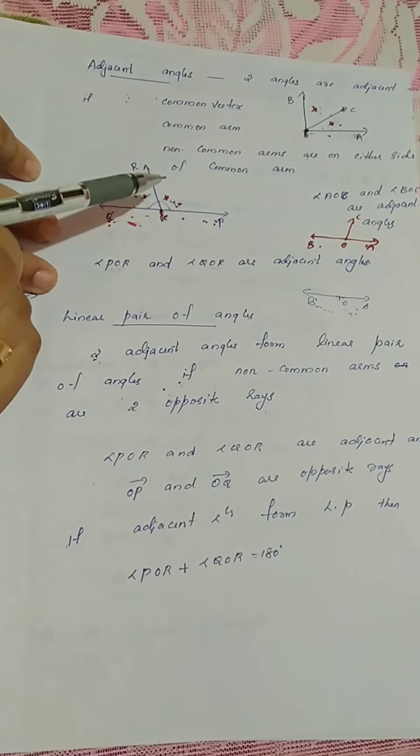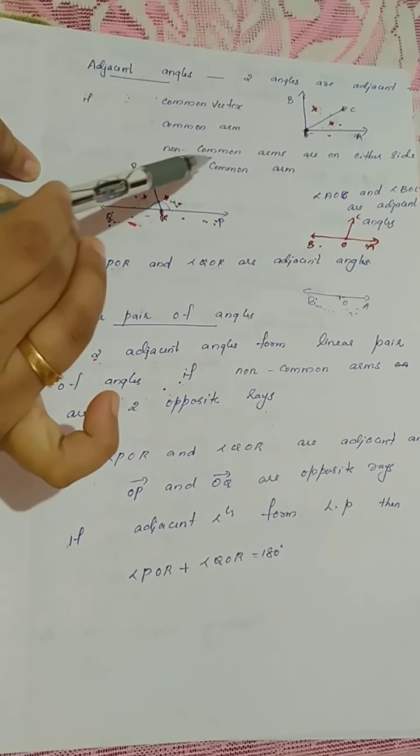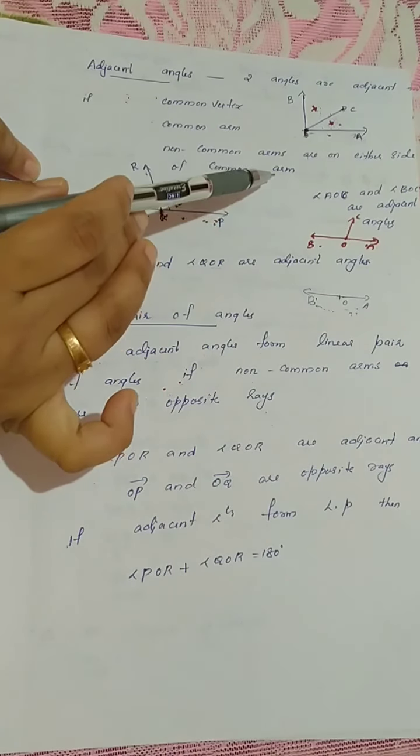Next, the third condition is that non-common arms are on either side of the common arm. So the non-common arms are ray OA and ray OB. Ray OA and ray OB lie on either side of ray OC. Ray OA is on the right side of ray OC and ray OB is on the left side of ray OC. So these three conditions are satisfied, and we can say that these two angles are adjacent angles.